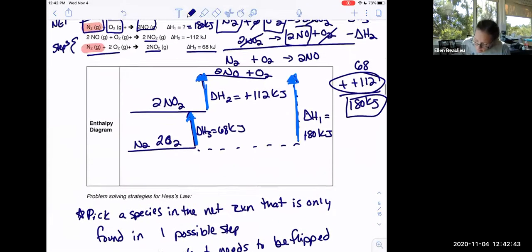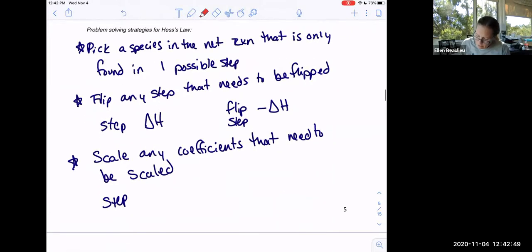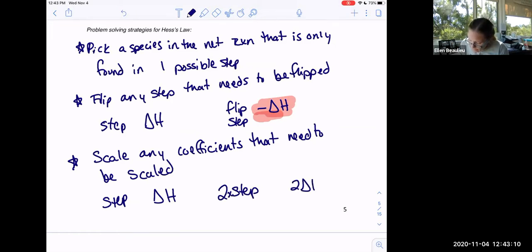So in this application of Hess, we flipped a step. Whenever you flip a step, you do the negative of the delta H for the original step. In this case, we didn't scale anything, but if you need to scale any coefficients and the step had a delta H, let's say you scale the step by 2, then your delta H is twice the delta H.